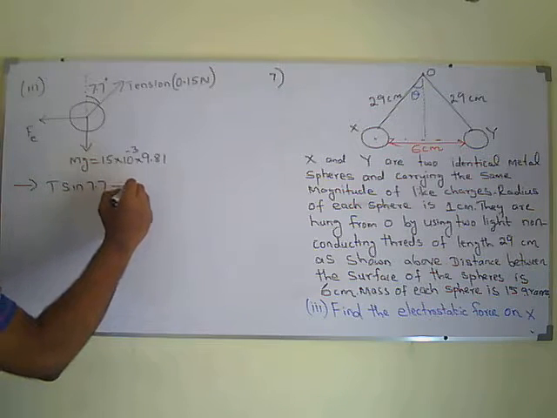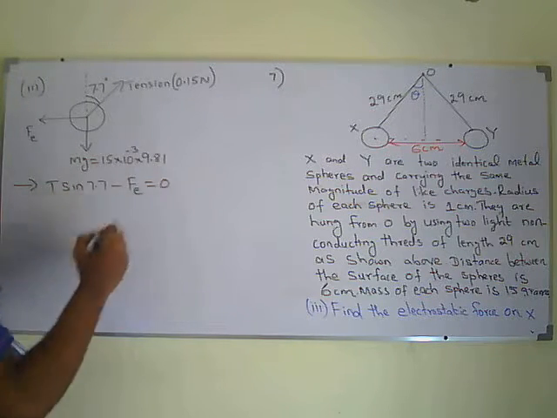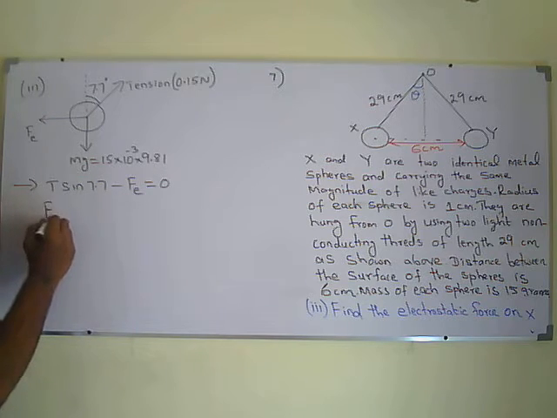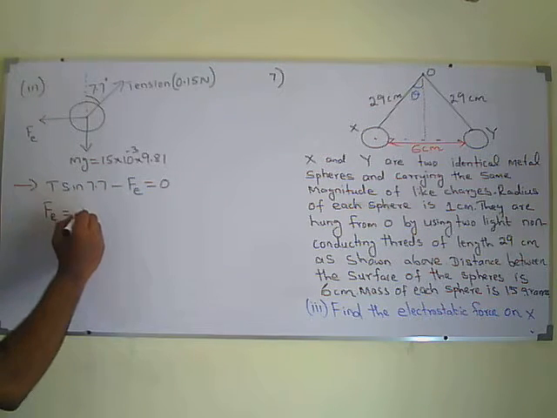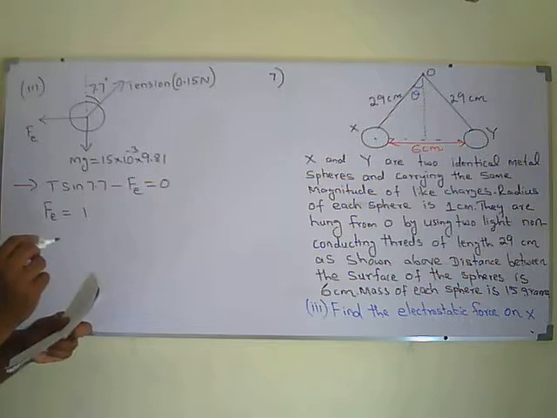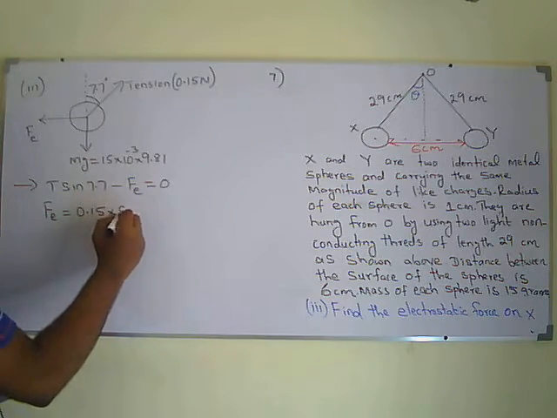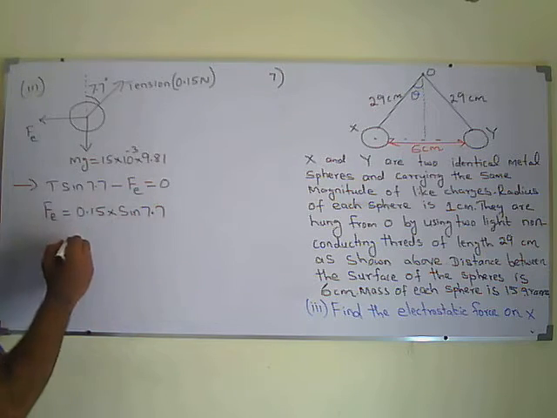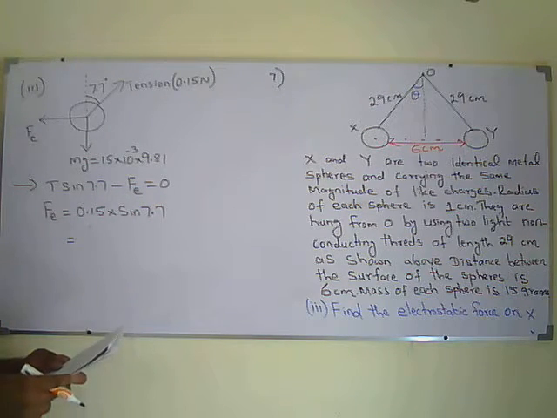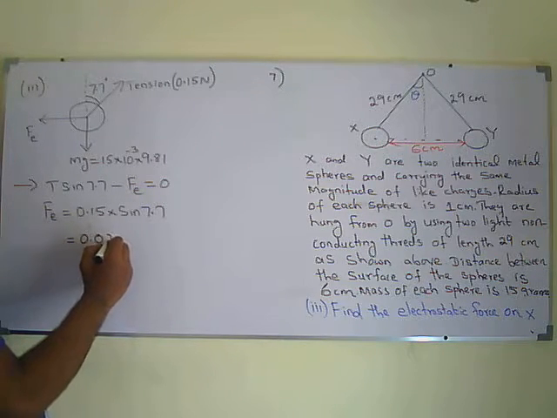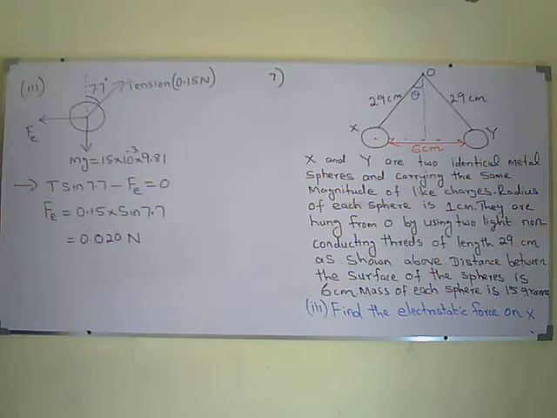7.7 minus the electrostatic force Fe must be equal to 0. I found the tension already in my second part, so the electrostatic force Fe equals T sine 7.7, where T is 0.15. We already found it. So that will be 0.15 times sine 7.7. We get the electrostatic force equal to 0.020 Newton. Check it: 0.020 Newton.